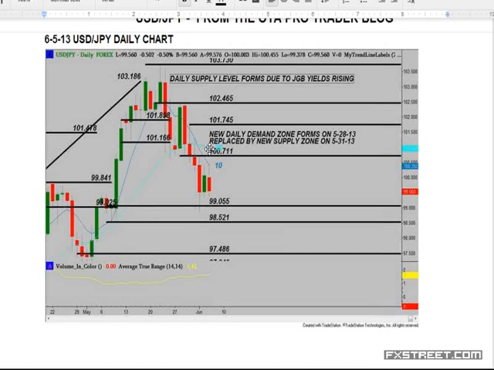And you can reduce your risk significantly, and you can trade long and short. I mean, there's no crime in just buying at demand and selling at supply if you know how to do it.